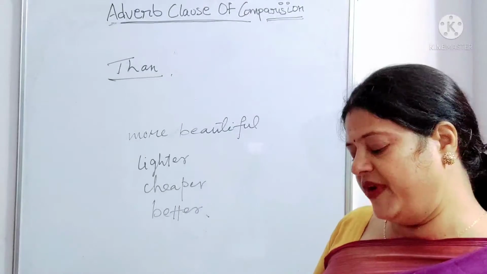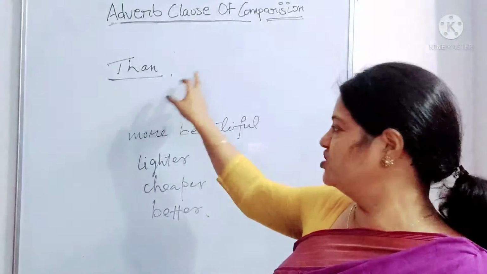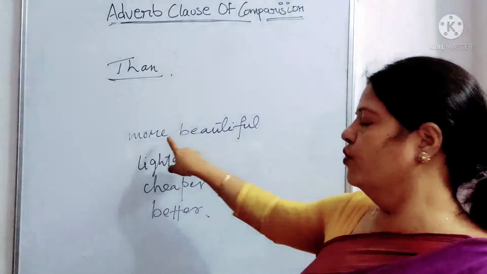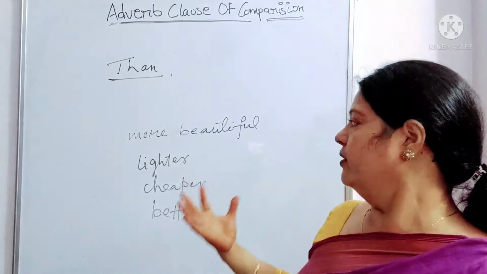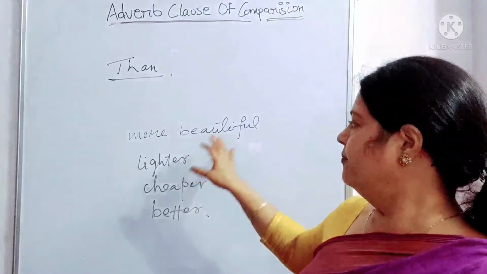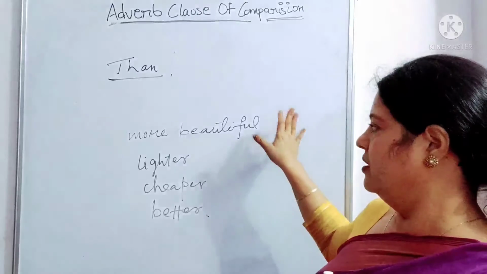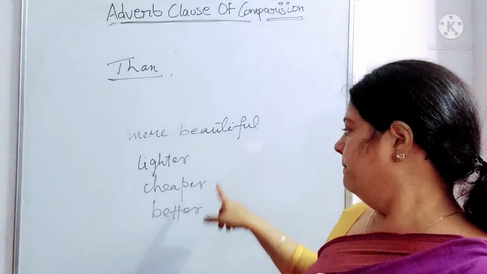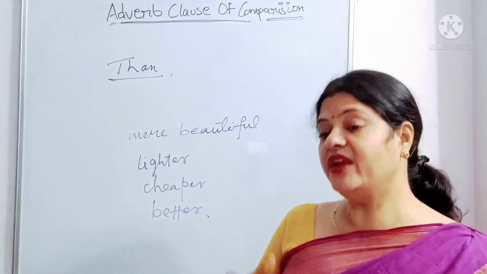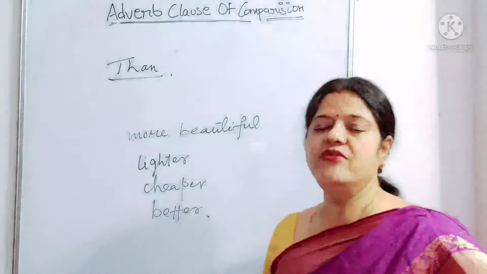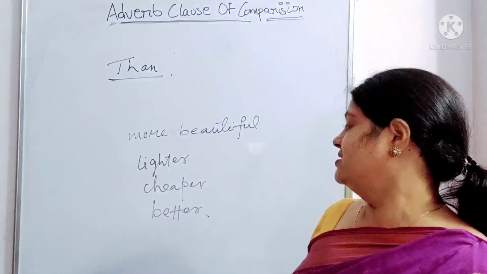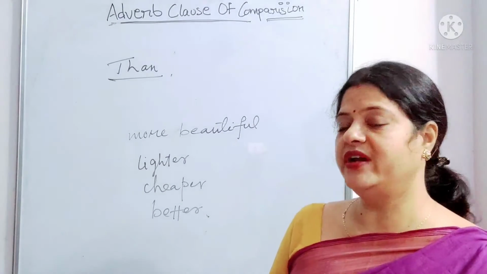So in two ways we can use the conjunction "than." Either we use "more" before it, as in "more beautiful than," or "lighter," "cheaper," "better," the second form of the comparative degree. So when do we use "more" and when do we use the second form of the comparative degree?